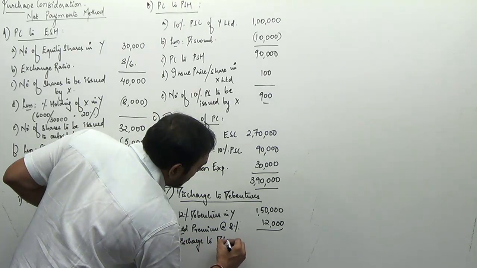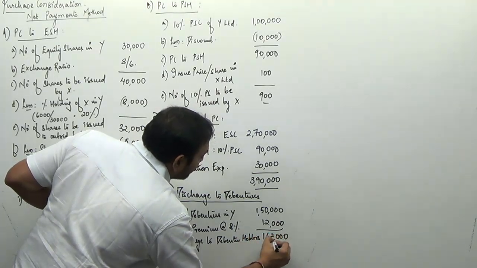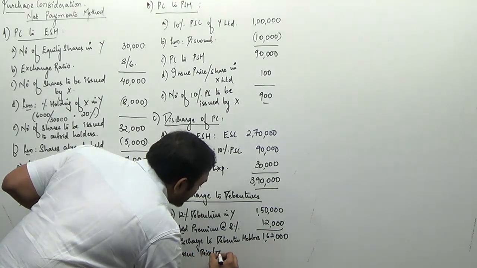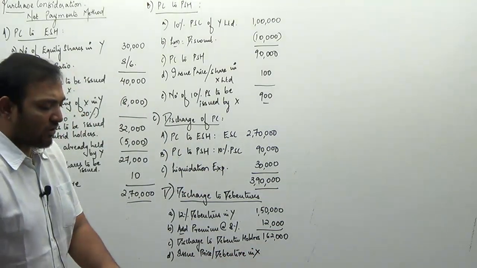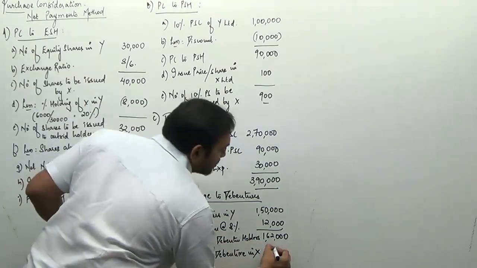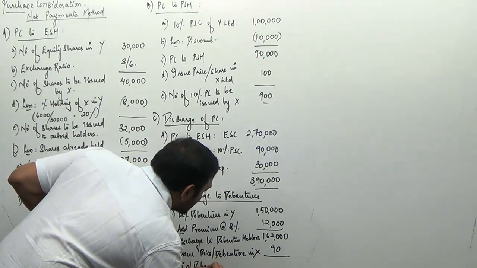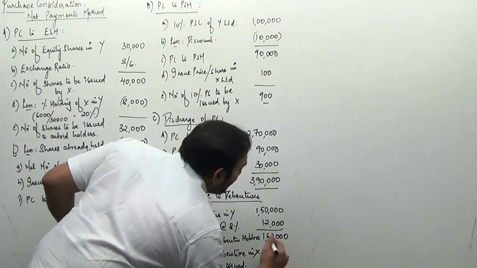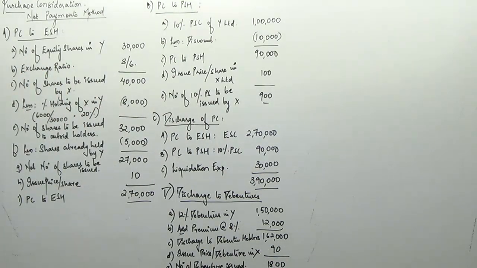Discharge to debenture holders, 1,62,000. Issue price per debenture in X. How is it issuing? He is issuing it at a discount of 10%. Let me assume that 100 rupees is the face value, then this will be 90. Number of debentures issued is 1800. 1800 debentures are issued at 90 rupees. That 10 rupees is discount on issue of debentures.